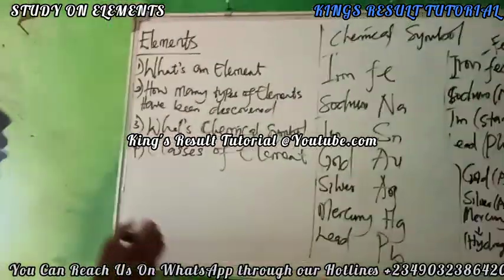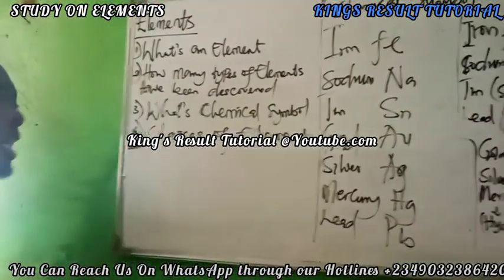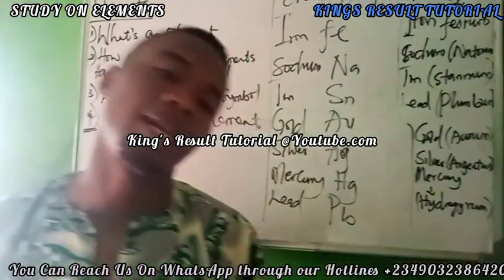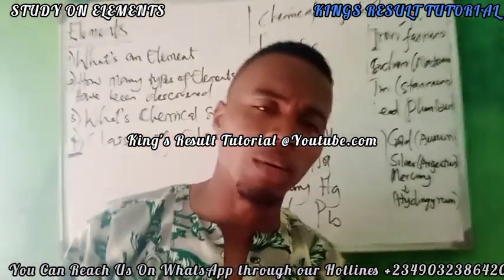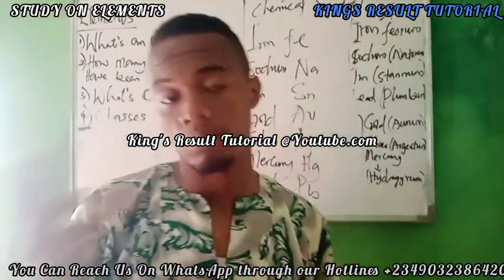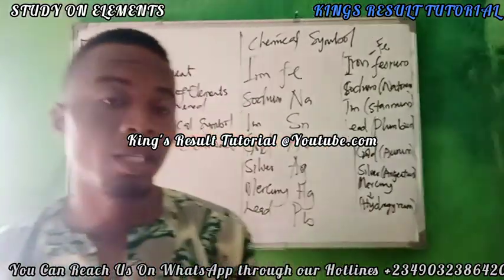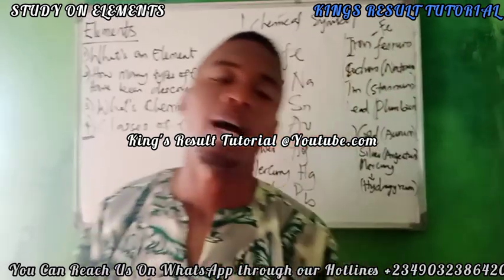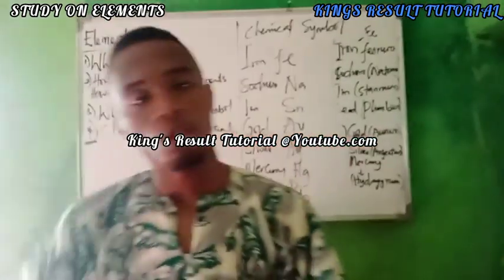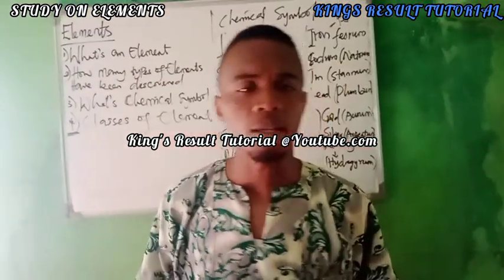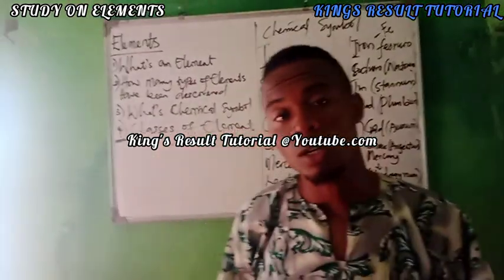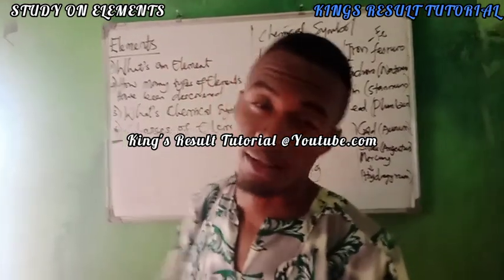Now we're on the fourth question. The fourth question is classes of elements. There are generally two classes of elements, but in our study we extend it to three. So generally, the two classes of elements are metals and non-metals. But in a more inclusive study, we talk about what we call metalloids.